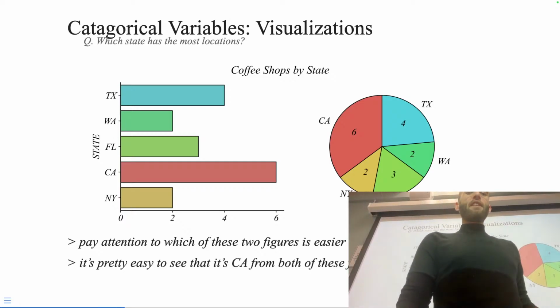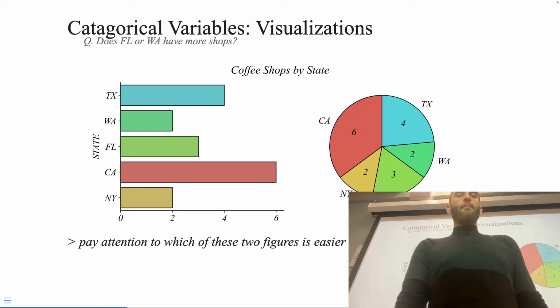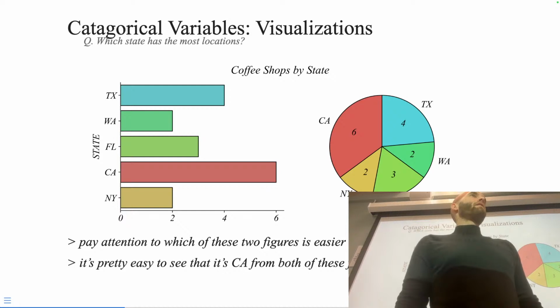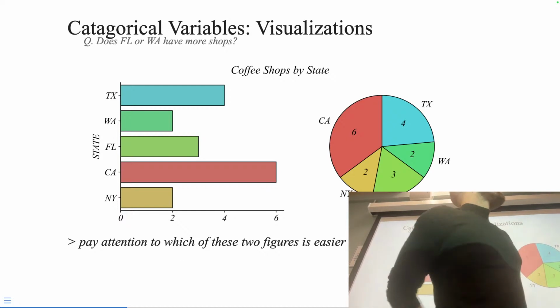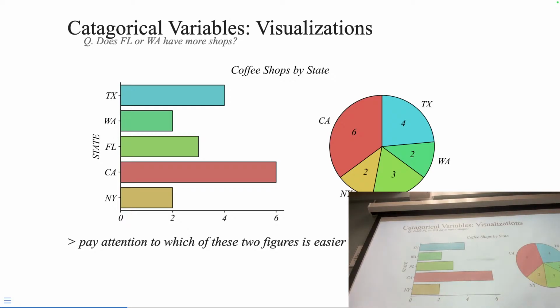Okay, so I think in general, both of these are fine, easy enough to see. They're easy to answer both of these questions. But I'm going to ask you a second question, and this will, I think, really bring out some of the details here. Does Florida or Washington have more shops? 10 seconds, and then I'll ask you which one you prefer. Florida or Washington, which has more shops?